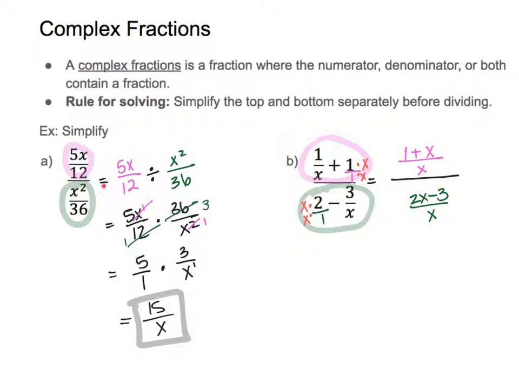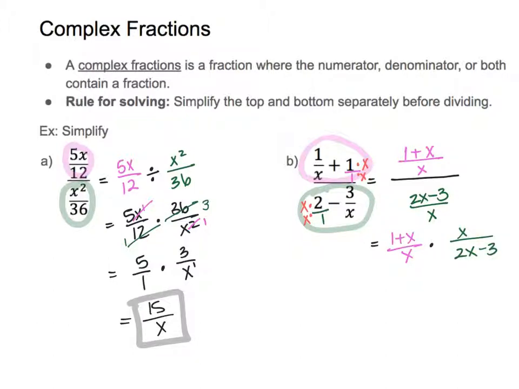So instead of writing this step, which is really not necessary, I'm going to skip this step and go straight to the multiplication, or multiplying by the reciprocal. So here's what I'm going to do. I'm going to take this fraction, bring it down. So 1 plus x over x, and then multiply by the reciprocal of the bottom. So this I'm going to flip and put it right here. So that's going to be x over 2x minus 3.